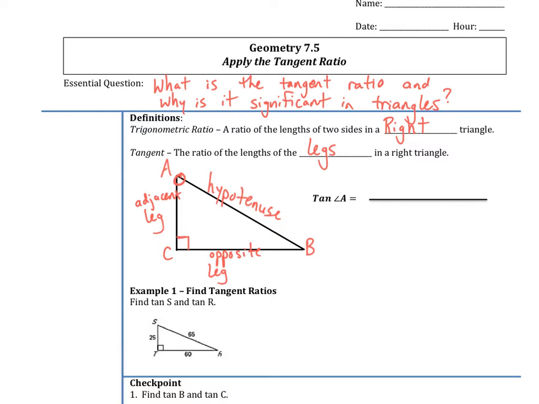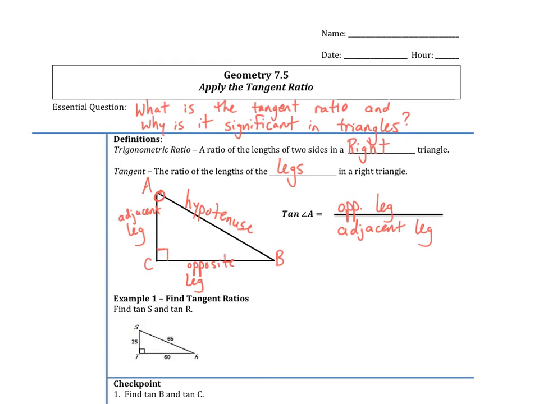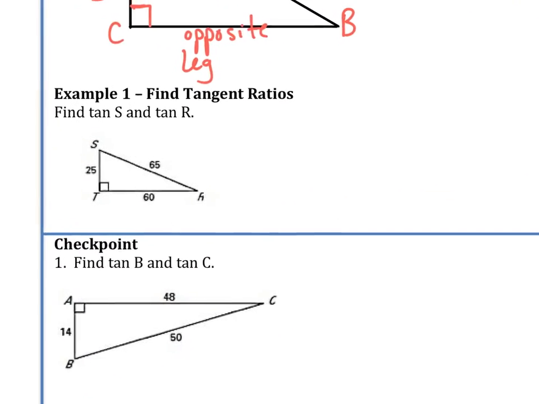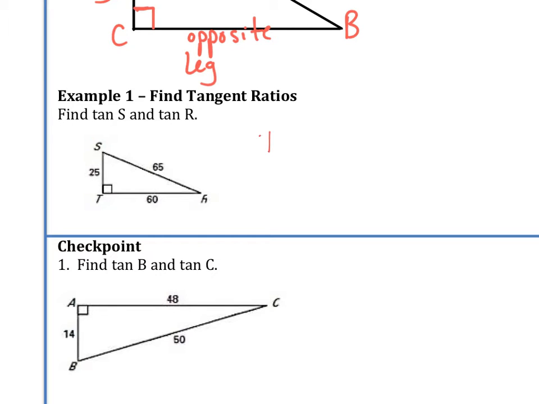Okay, when we're trying to find the tangent of A, it is going to be the opposite leg over the adjacent leg. So tangent is equal to the opposite over the adjacent. So find the trigonometric ratios. Find the tangent of S. So the tangent of S, by the way, I wrote that wrong. Tangent of S would be tan and then a capital S because we're talking about the tangent for angle S.